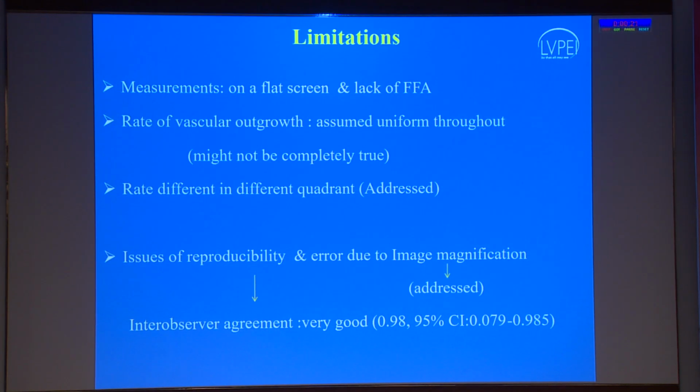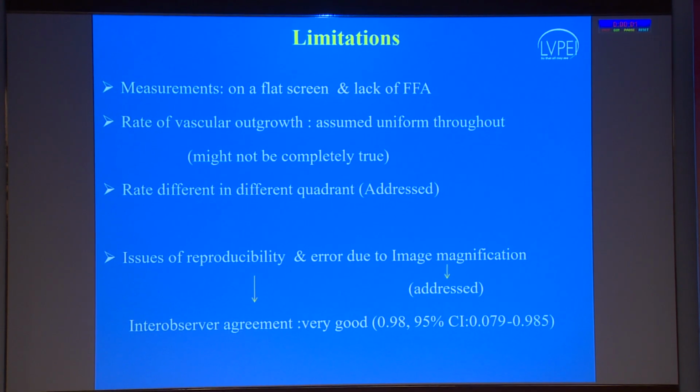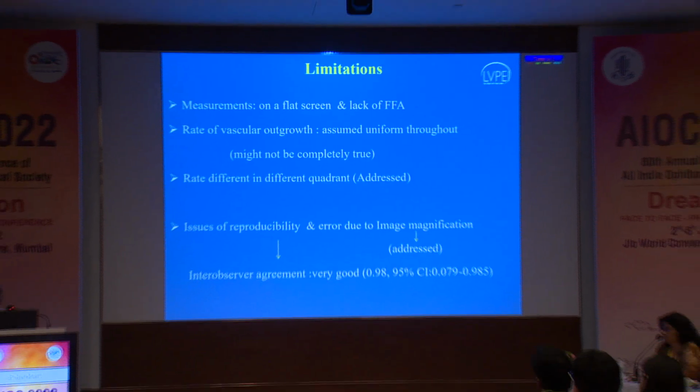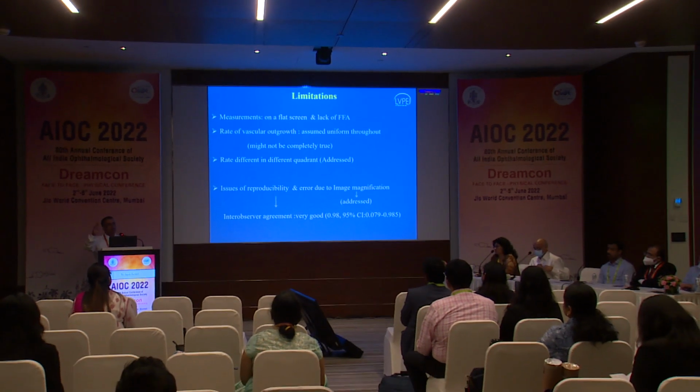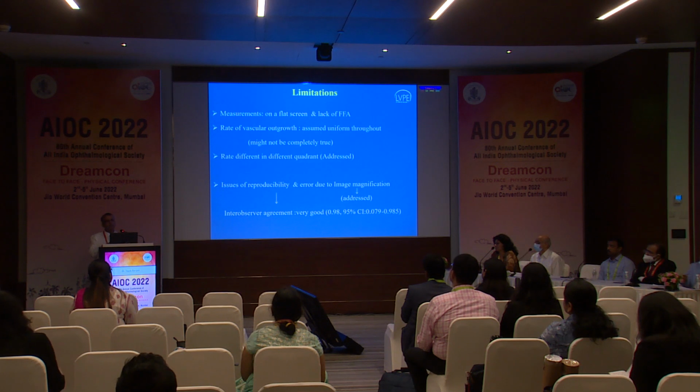So finally, the limitations included that all the measurements were done on a flat screen. Actually, in reality, the blood vessels travel on a curved eyeball, so these measurements are an approximation. Locating the end of the blood vessels was difficult with the existing camera. We used the red-green enhancement technique to make the blood vessels stand out. The rate of vascular outgrowth was assumed uniform through the period of time, but in reality it changes.